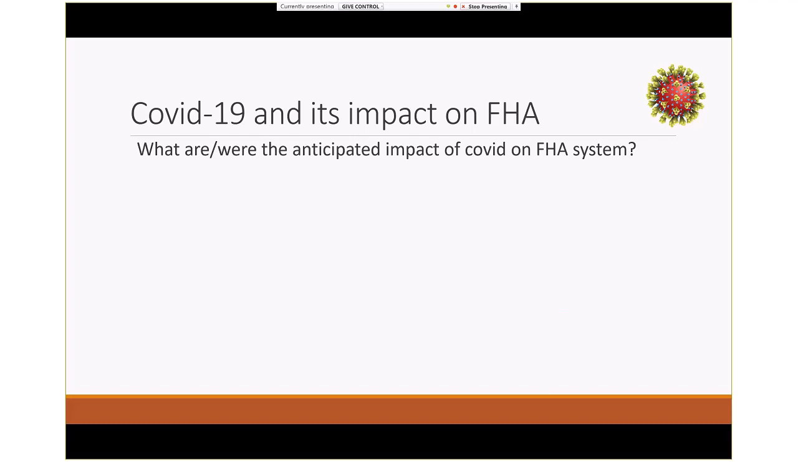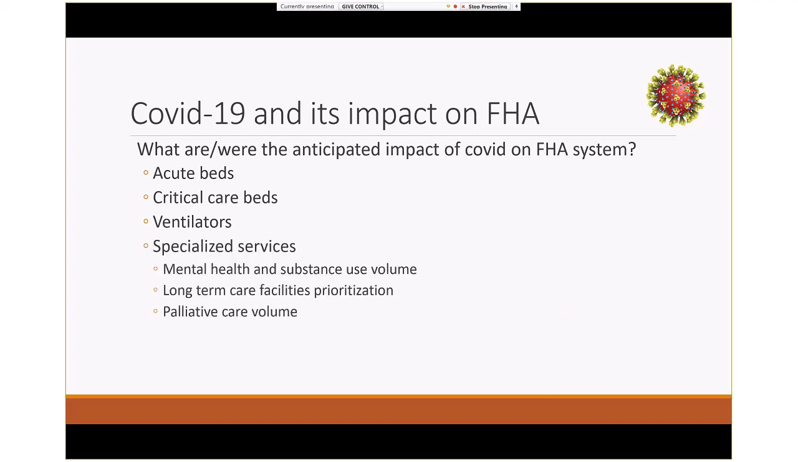The first example I want to highlight is the things that we have done for COVID. So probably very similar to some of the Alberta Health challenges as well, it really is around what were the anticipated impact of COVID on the Fraser Health system. Some of the things are, I imagine, pretty common, like the demand on the acute beds, critical care beds, ventilators. We have also been asked to do some projections on specialized services, like impact on mental health and substance use, long-term care facilities, palliative care, and also the supply chain logistics for PPEs.